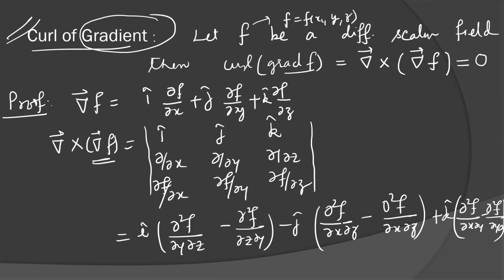Here I am taking f differentiable and supposing the second order partial derivatives are continuous, then the mixed derivatives will be equal and these terms will be cancelled out and it will become 0. So curl of grad f is 0 always. This gives a very famous remark here.